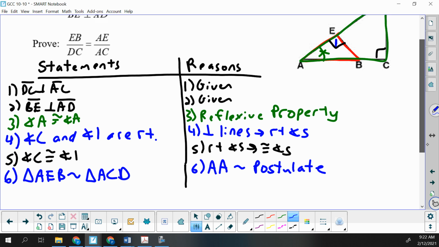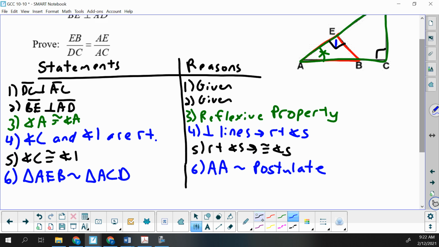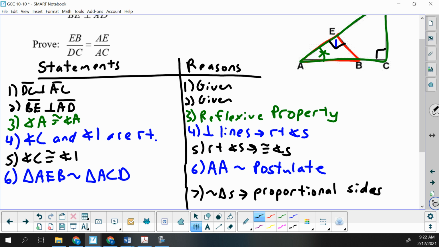After we do triangles similar, we can say the sides are proportional. So we've got similar triangles imply proportional sides. And that's our proof step that we want. We want our sides written as a proportion, so we'll write that and then we'll be done.